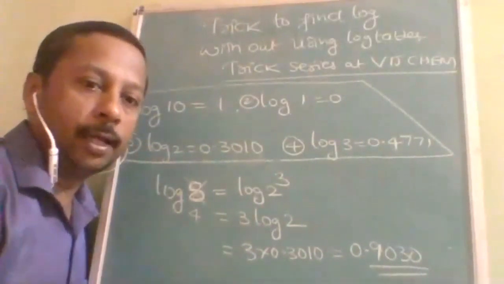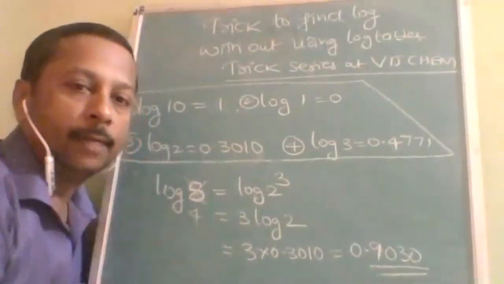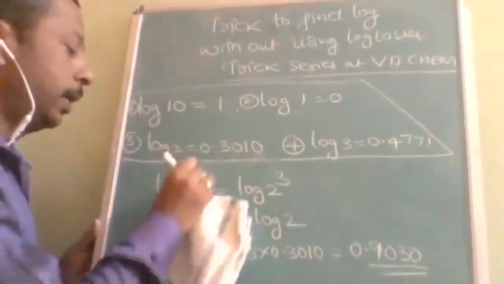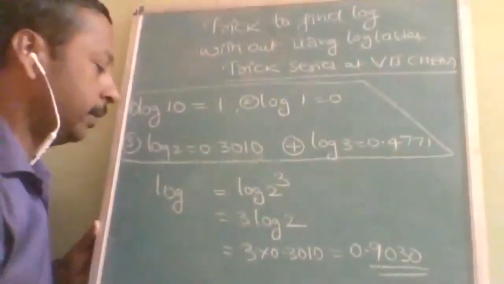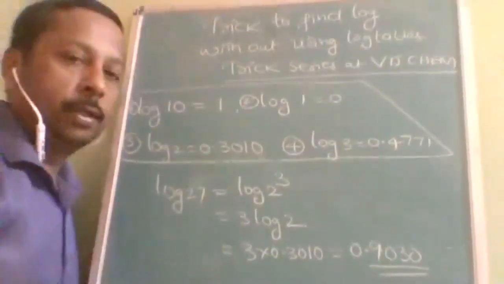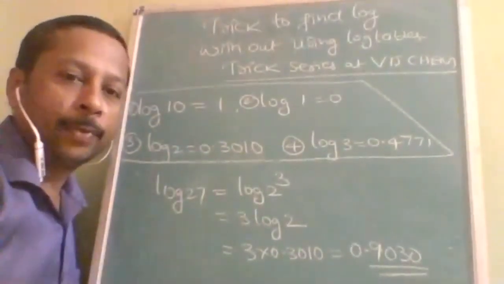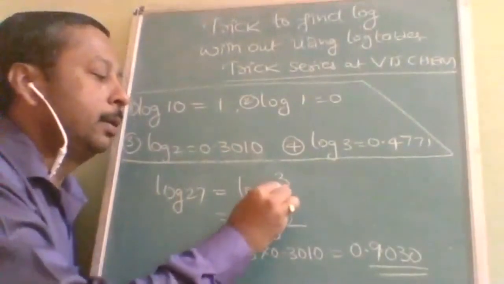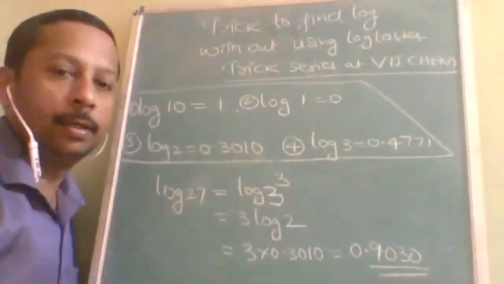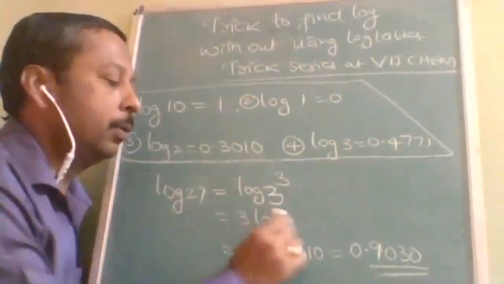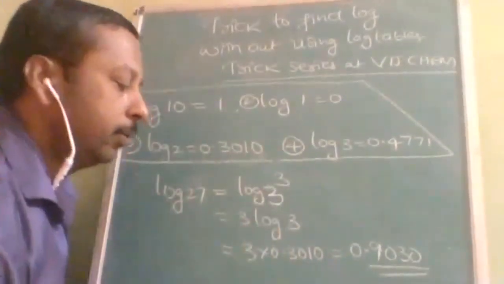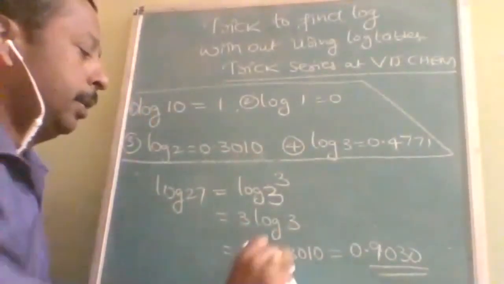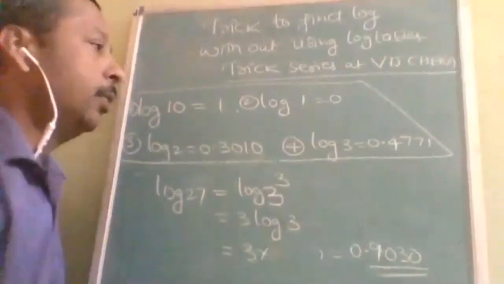Okay, I will ask you, suppose the question is about a bigger value, let us take 27. Then what will you do? You will write it as 3 cube. Then what will it be? 3 into log 3. So 3 into log 3 means, log 3 value, how much is it?